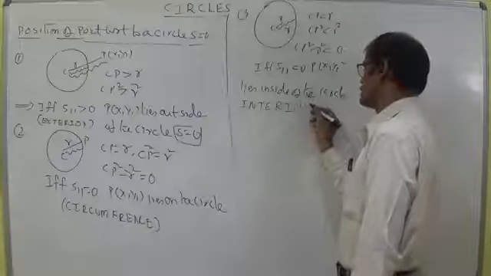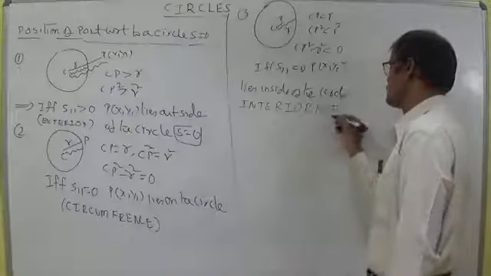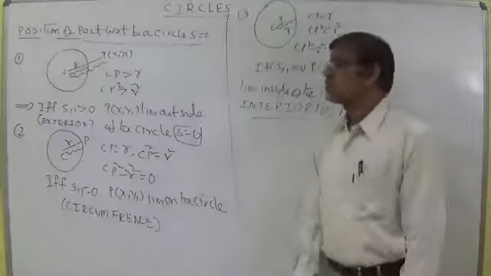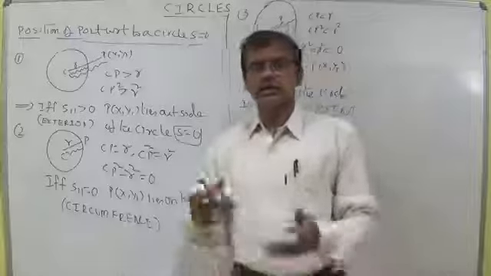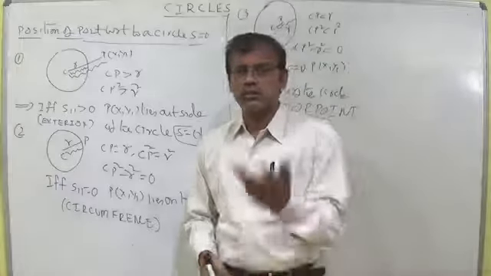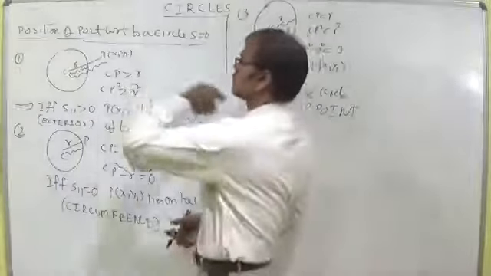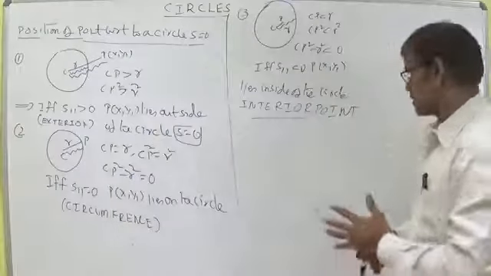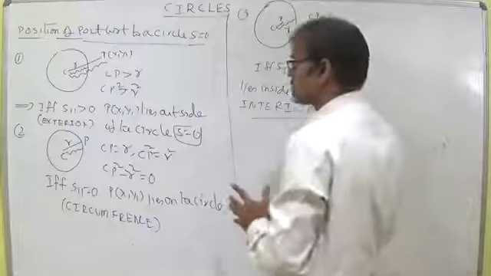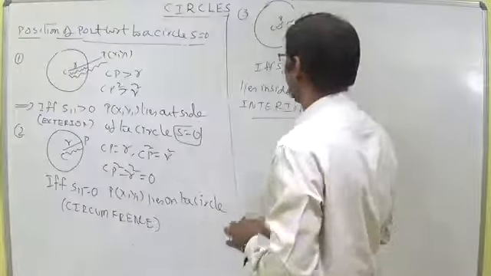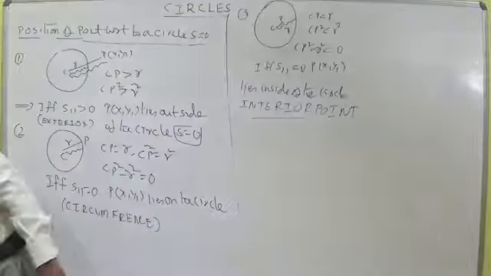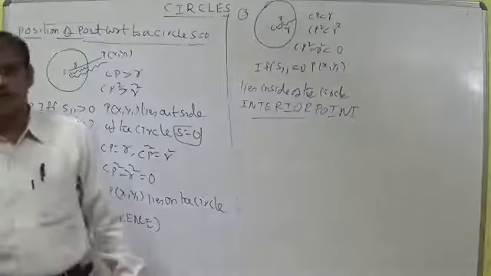This concept is known as position of a point with respect to a circle. Whether the point lies inside, outside, or on the circle is called the position of the point. Okay, now we have discussed this: the position of the point depends upon S11. Now let us discuss secant and tangent.